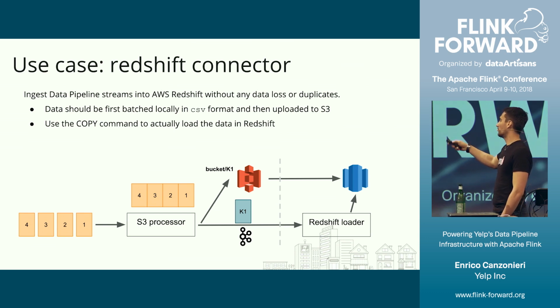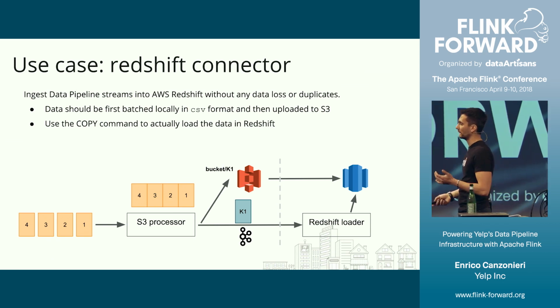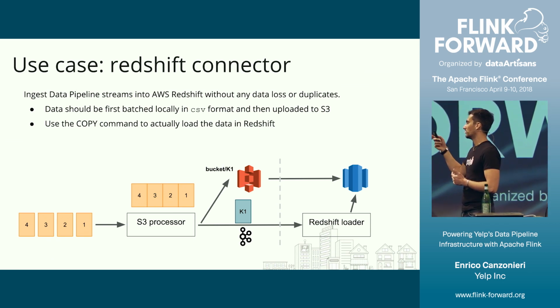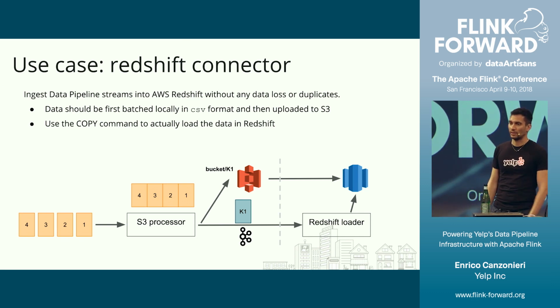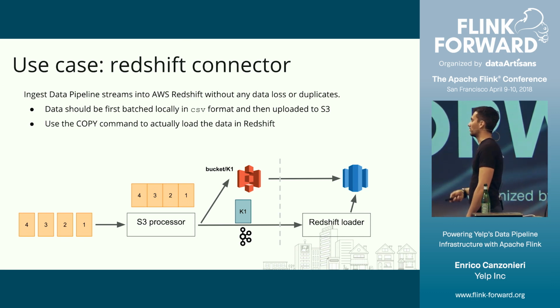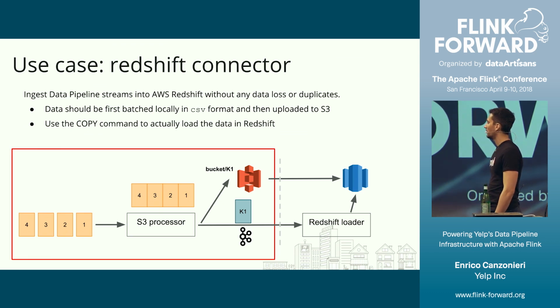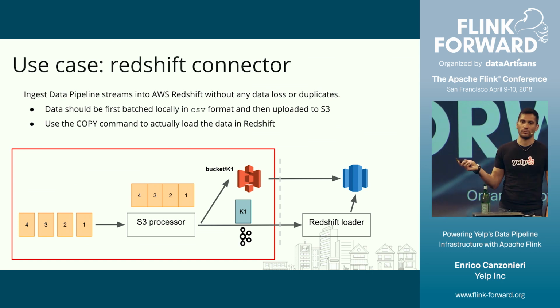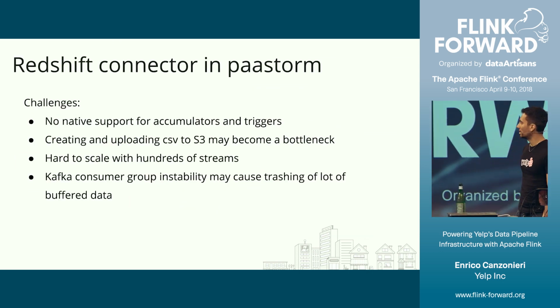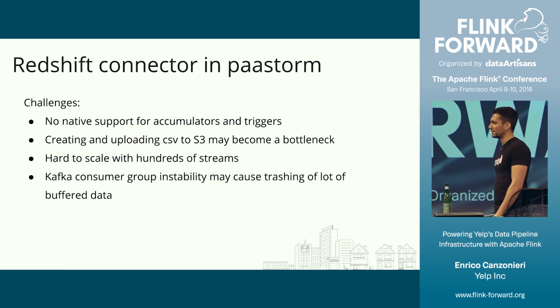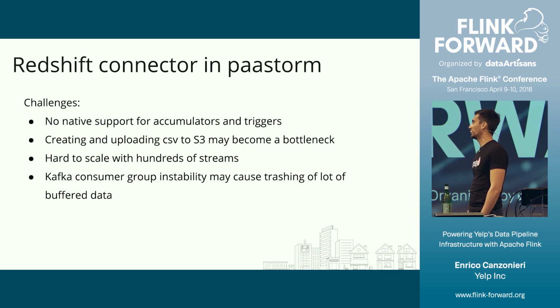The second stage is called Redshift loader. We look at the key from the notification message and use the copy command to upload to Redshift. So we implemented this in paastorm, as two distinct applications. But we actually encountered a lot of challenges in making the first stage work, especially around scalability and probably lack of proper interface.